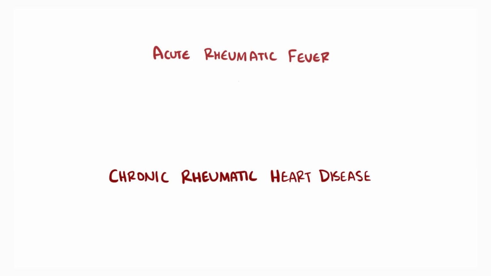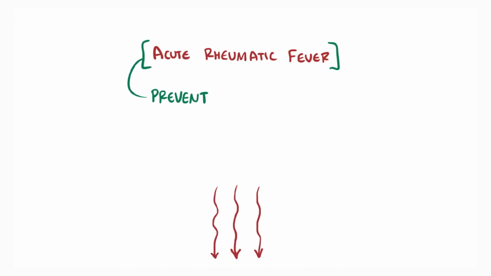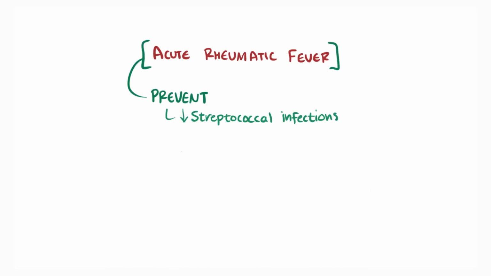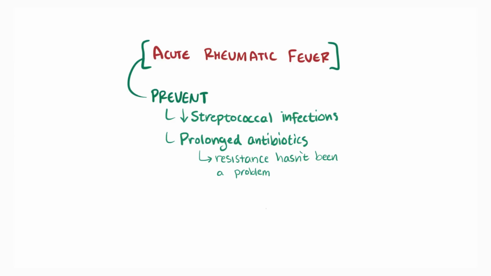Since recurrent attacks of acute rheumatic fever lead to chronic rheumatic heart disease, a major goal is to prevent these attacks of acute rheumatic fever, so essentially reducing recurrent streptococcal infections. So depending on the severity of symptoms and damage to tissue, patients might receive prophylactic antibiotic treatment for long periods of time, from 10 years to life. Amazingly, resistance of group A strep to penicillin hasn't been a problem after more than 50 years of extensive exposure.